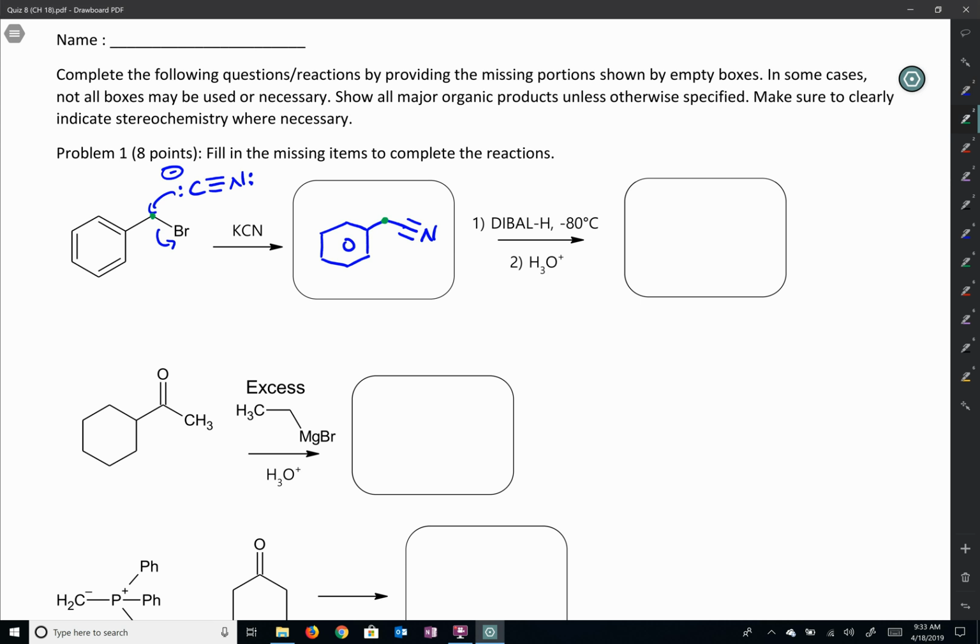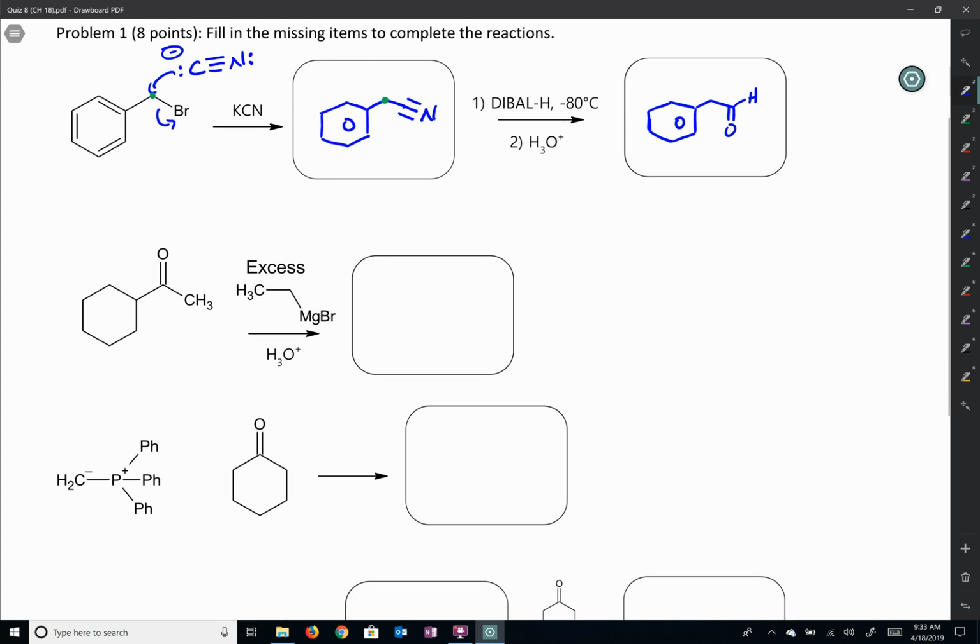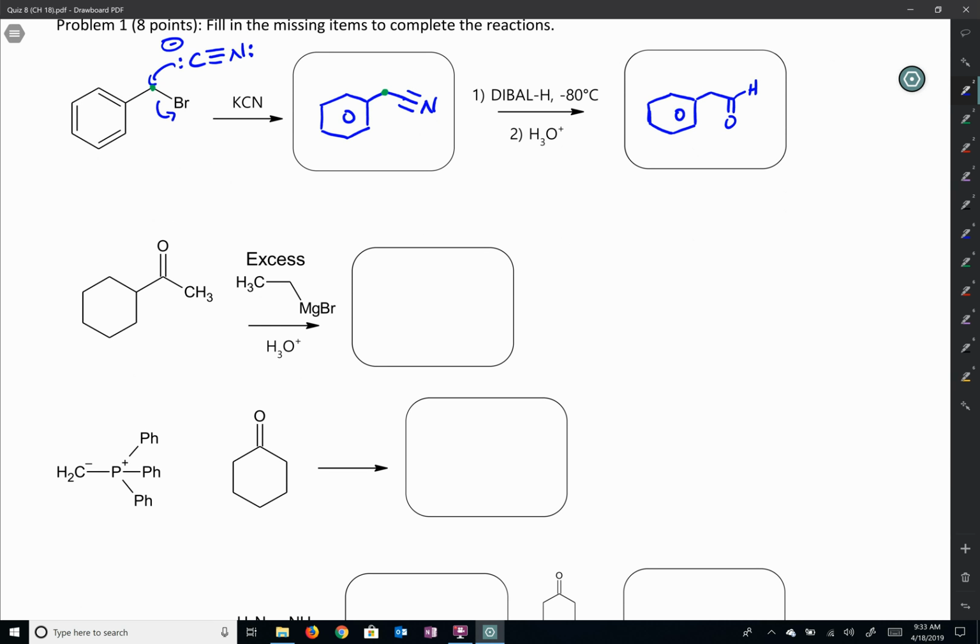The next reaction then is we have that DIBAL-H. We have it at cold, and we finish with an acid workup. Remember, DIBAL-H is going to be a pretty strong reducing agent, but it's a controllable reducing agent at low temperature. And with a cyano group, we can make an aldehyde out of it. So we can turn our cyano group into an aldehyde, and that's a pretty powerful way of adding a carbon.